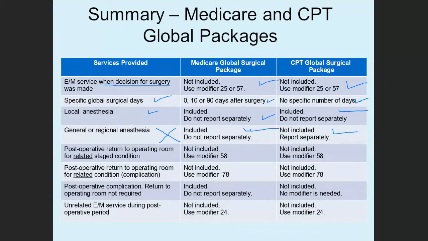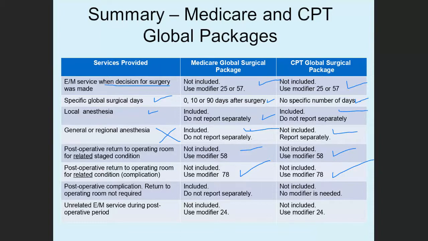Post-operative return to the operating room for a related condition, not included, can be reported separately. And you see it lists here modifiers, and we're going to talk about those in a minute. Post-operative return to operating room for related procedure, such as a complication, not included. These can also be separate. Post-operative complication, not requiring a return to the operating room.